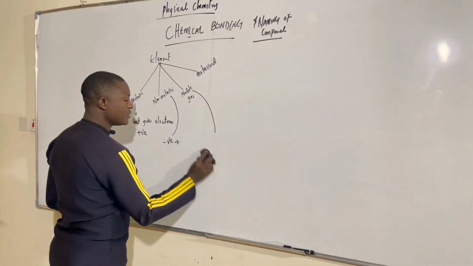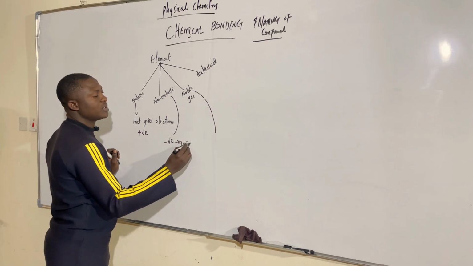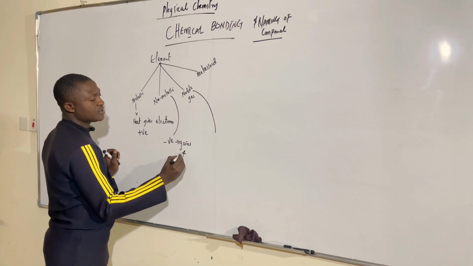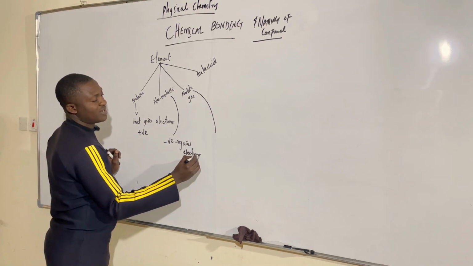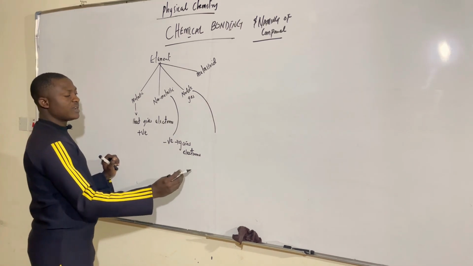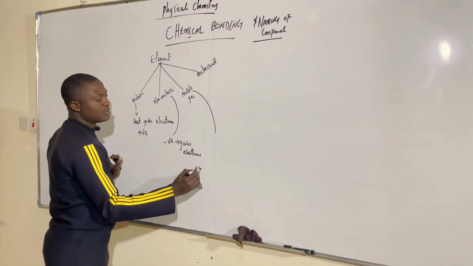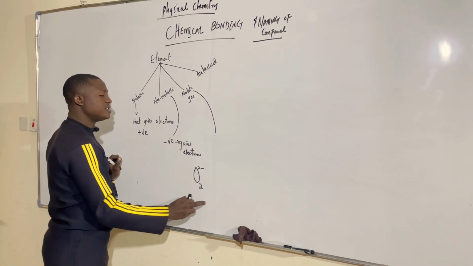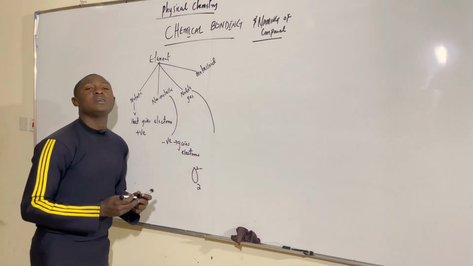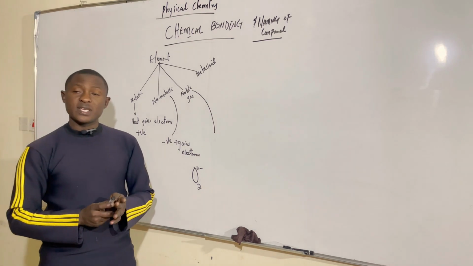Non-metallic elements are those elements that gain electrons. This one is losing, gives electrons. This one is gaining electrons. When they gain electrons, they are not the owner, they just borrow them, so it will become negative. For example, if I have oxygen, you can see that it is a non-metal, and it gains two.